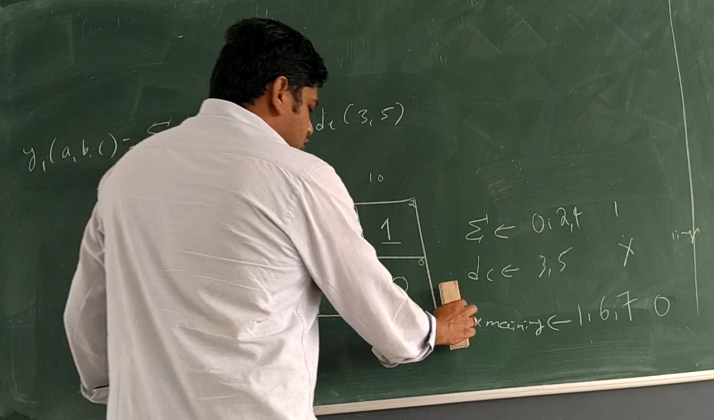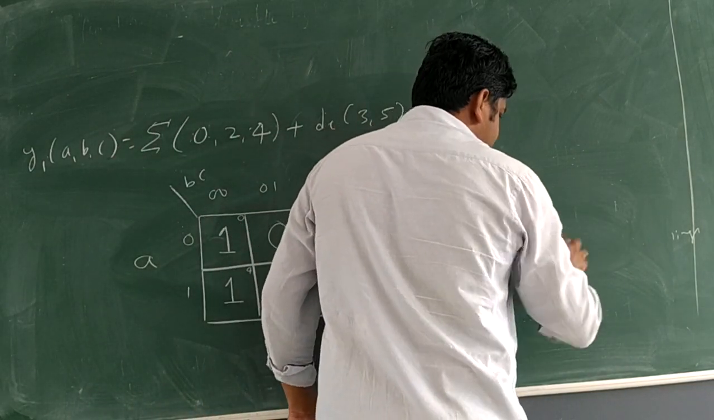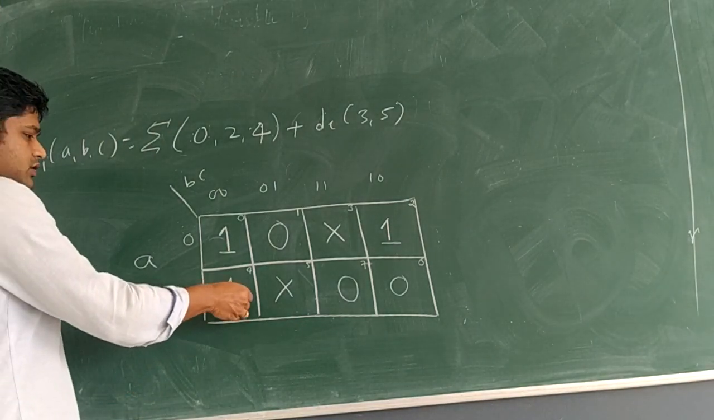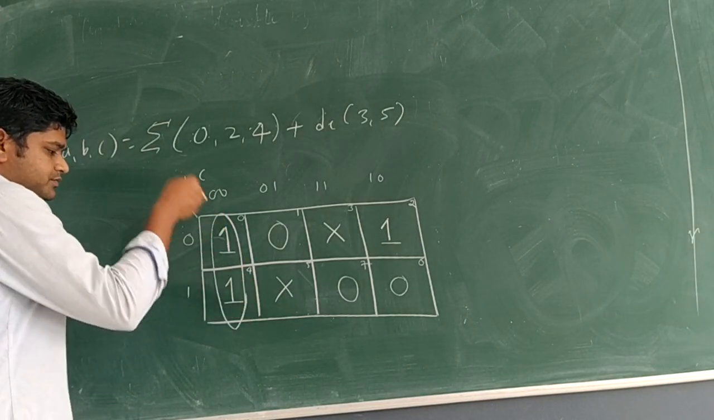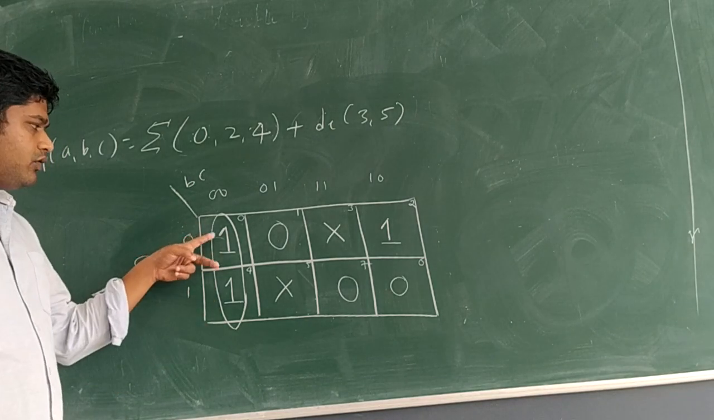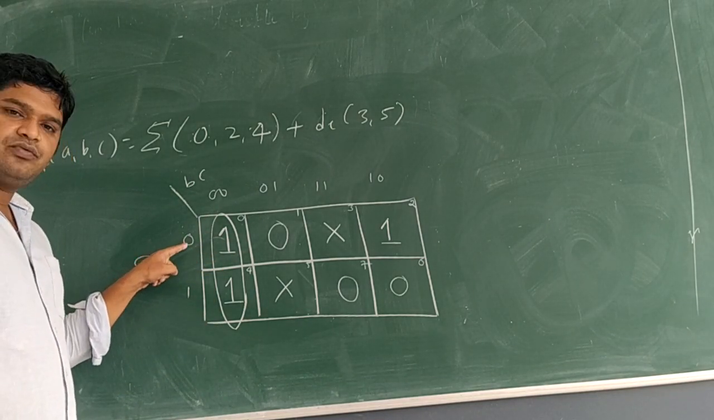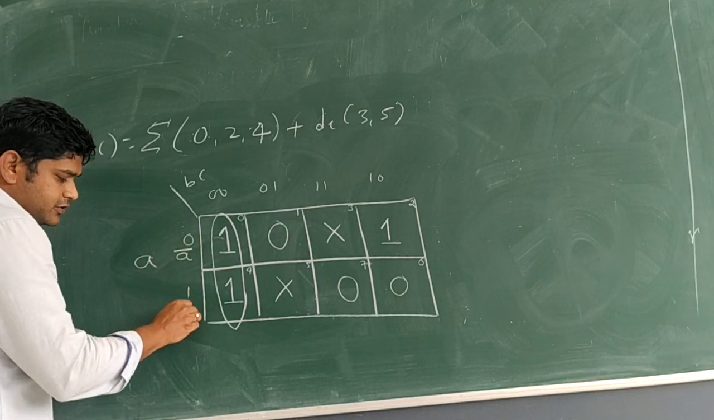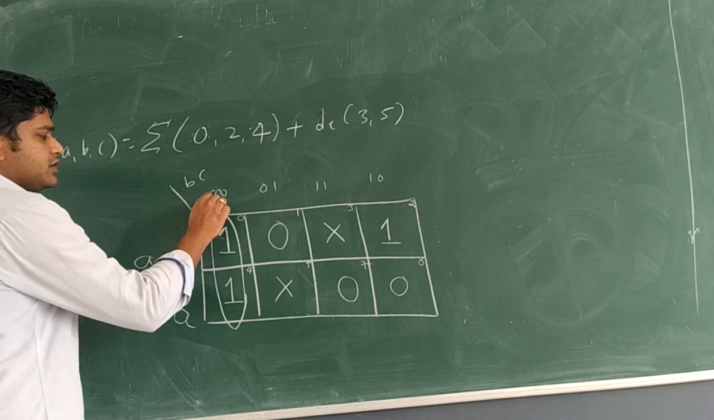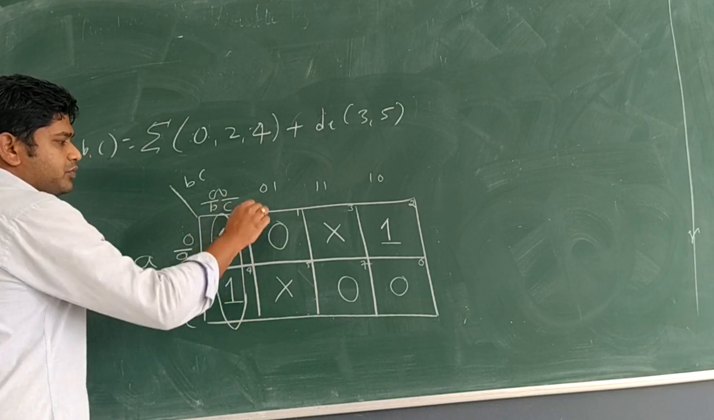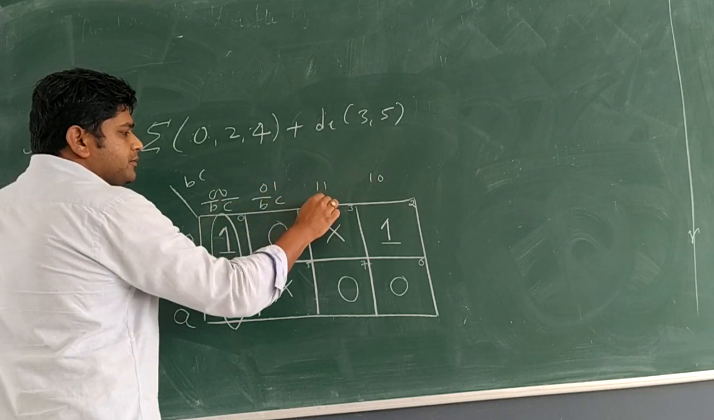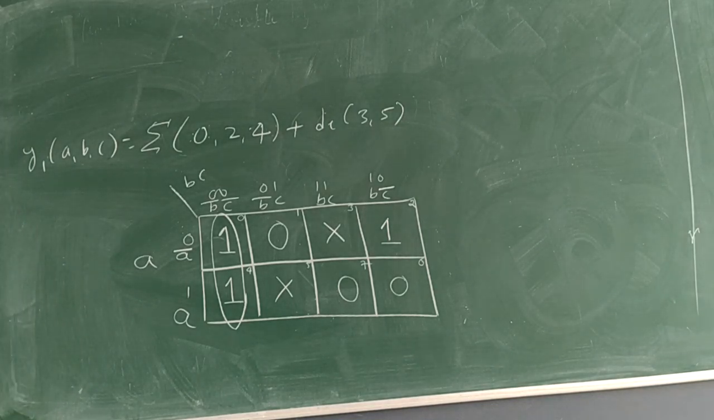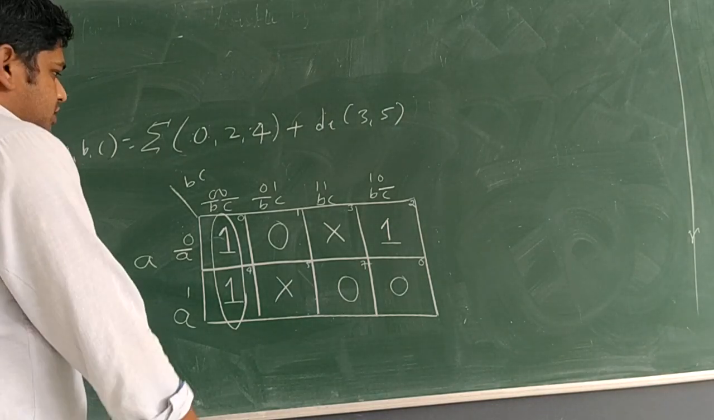Okay, now let's write simplified terms. You know the terms or the cover. How to write this cover? See now, it is a vertical cover. 0 for A, what it means? A complement. A1 means A. Okay, let's write terms here. B complement, C complement. B complement, C. B, C. B with C complement. Okay, these are the terms.